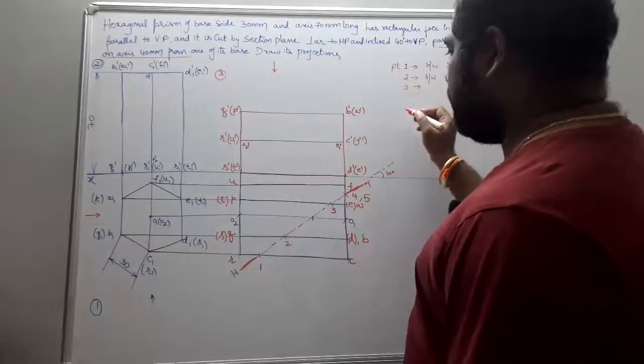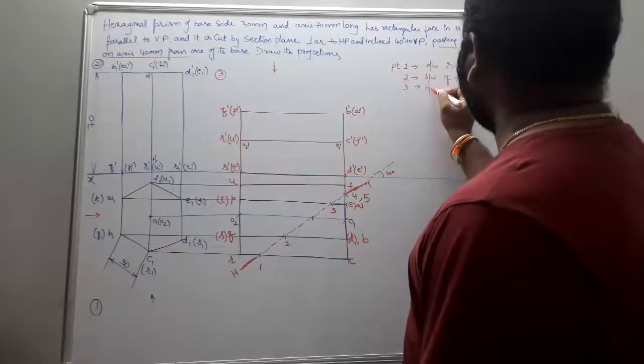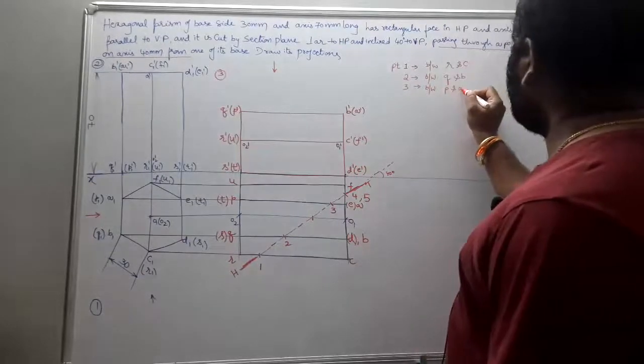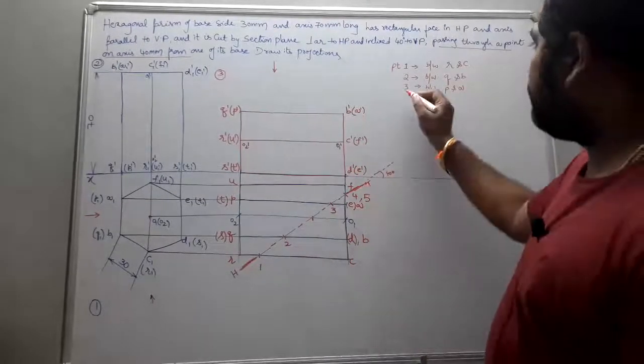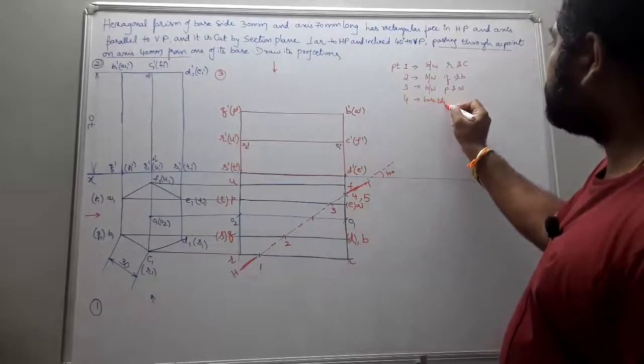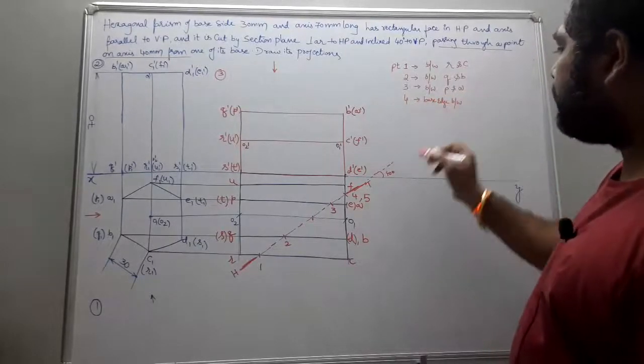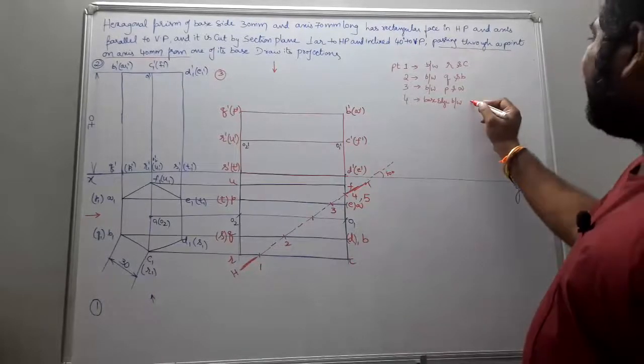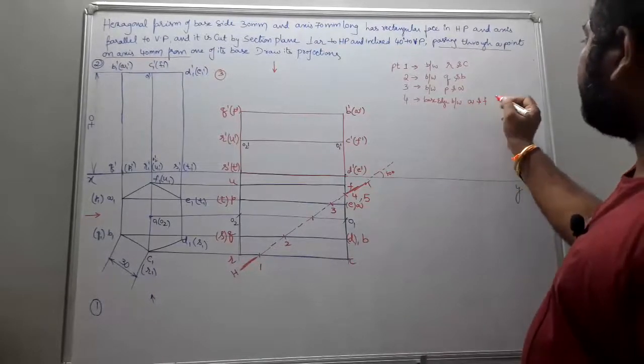Point 3 is in between P and A. Next, point 4 is on the base edge, between A and F.